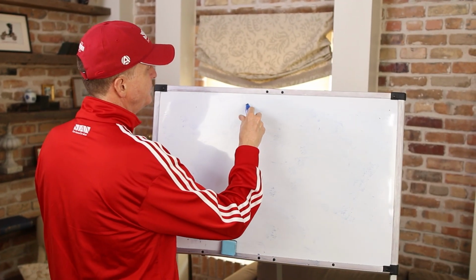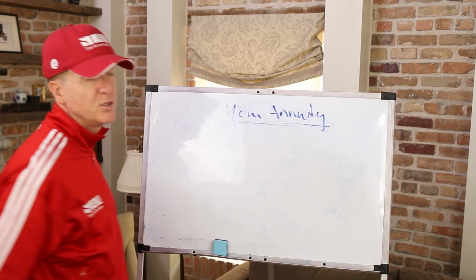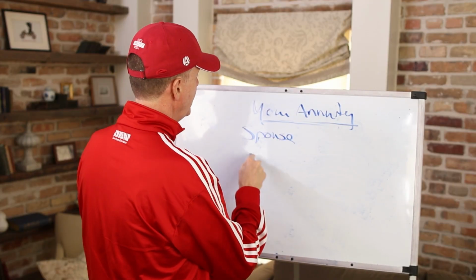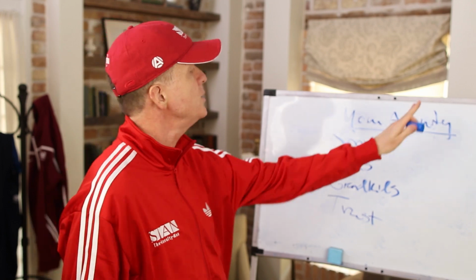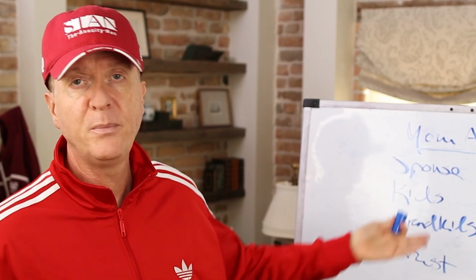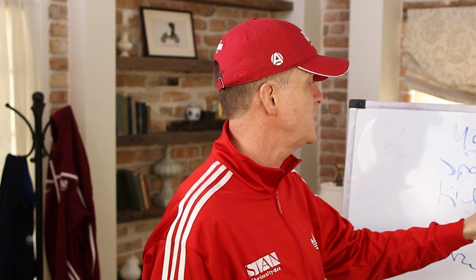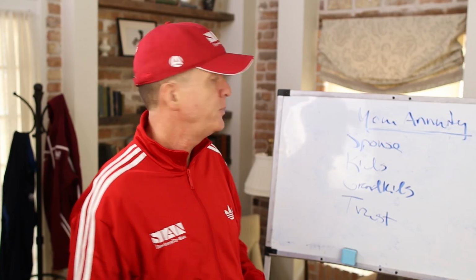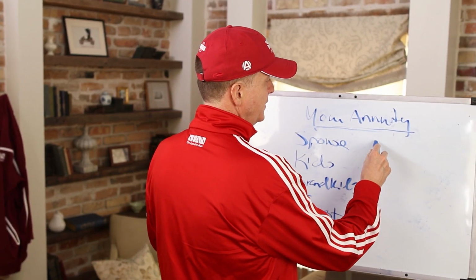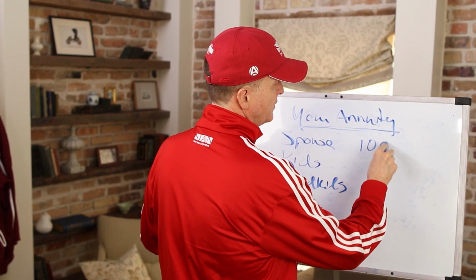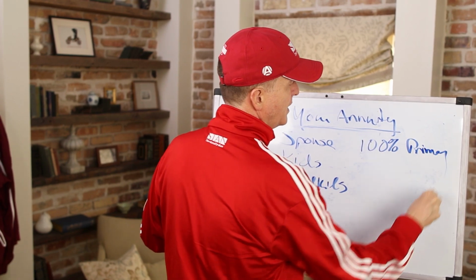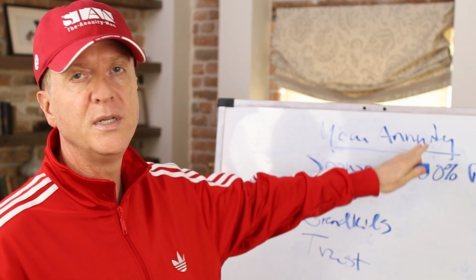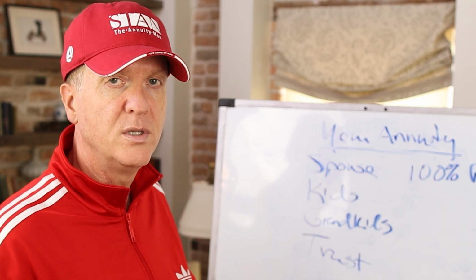So here's your annuity, and this is typically how I see people structure it. I'm assuming you're married. So you have a spouse, and you have kids, and you have grandkids, and let's just say you even have a trust. Here's what you do from a beneficiary standpoint. You can choose any percentage you want. You can say 50% to the spouse or 50% to the kids. But typically what I see is the spouse will be 100% primary beneficiary. So as long as that spouse is alive, they're going to get the proceeds in full of the annuity that you list them as beneficiary.